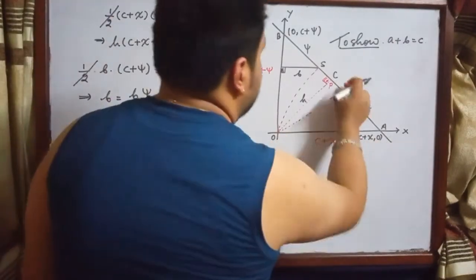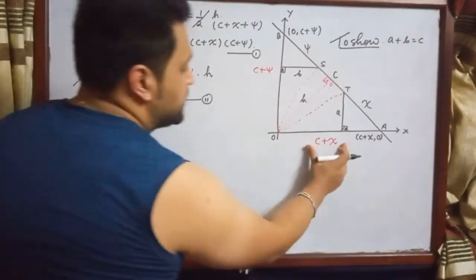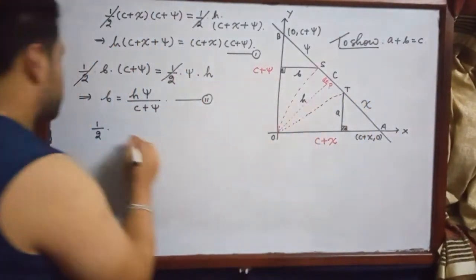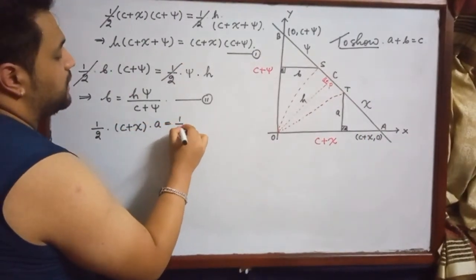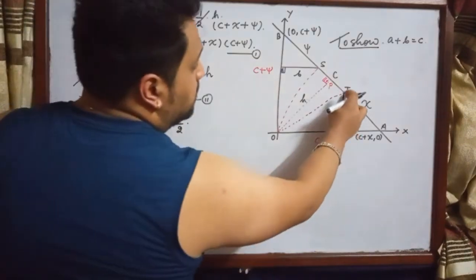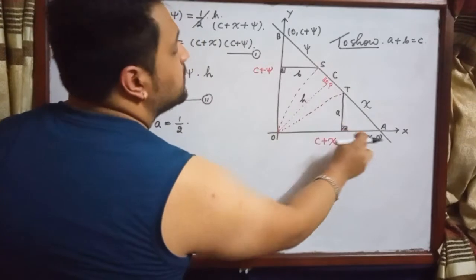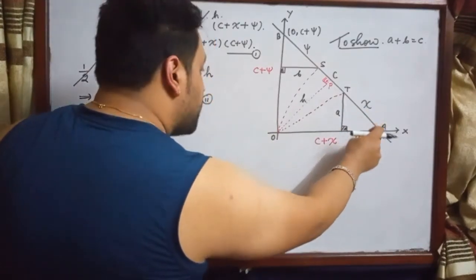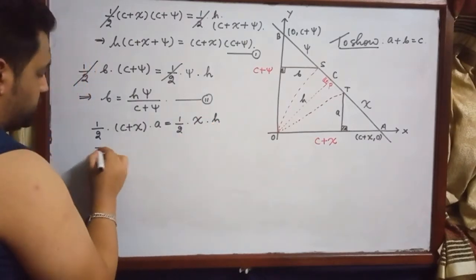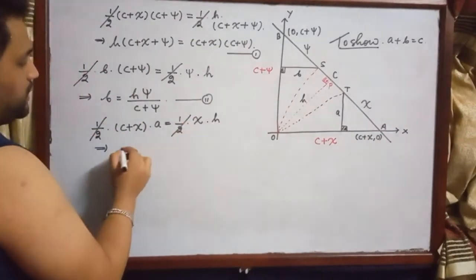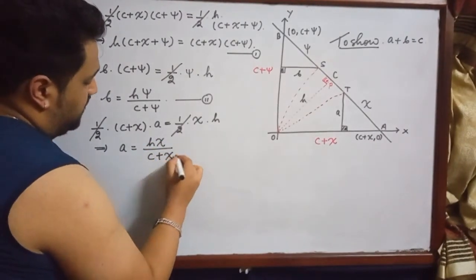Next, let's look at triangle OAT. The area of triangle OAT is half times c plus chi times a, which will be equal to half times chi times h. If we take this as base, this will be the height. So this will give a is equal to h chi by c plus chi. Equation 3.